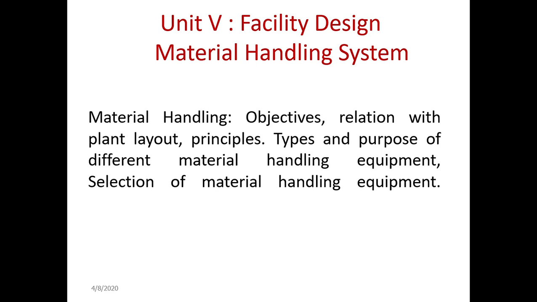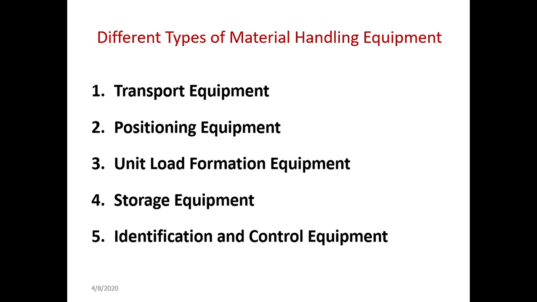Dear students, in today's lecture, we'll see different types of material handling system. There are five different categories of material handling equipment, namely transport equipment, position equipment, unit load formation equipment, storage equipment, material identification and control equipment.